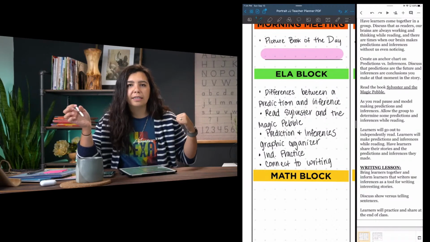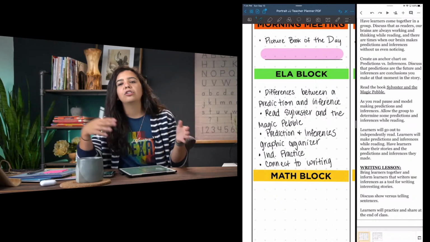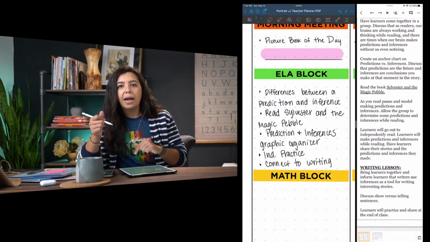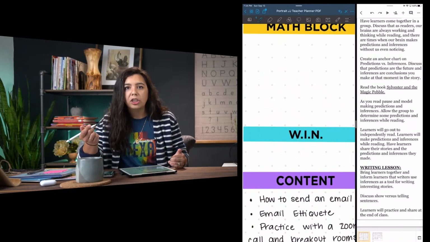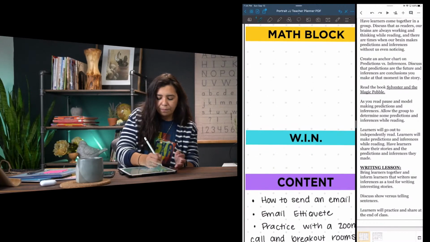So I'll be very excited once I start to get past this and I start to transition. But this is where I'm just going to utilize that WIN time, and kids are going to be able to finish ELA if they need to finish ELA.